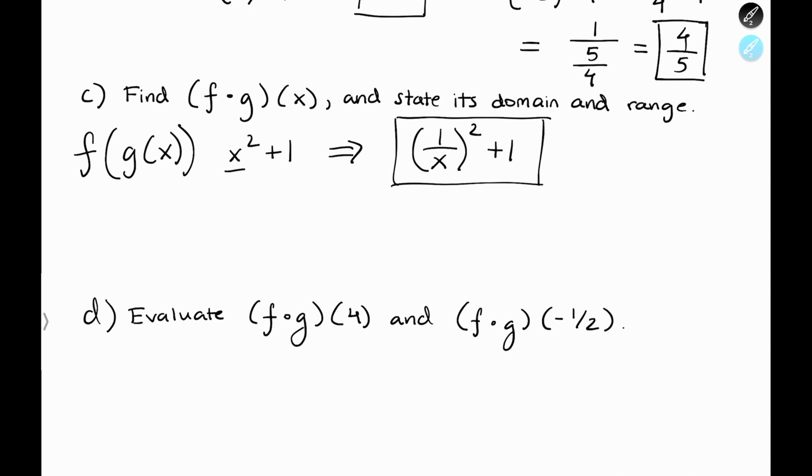And now let's solve for the domain and the range. So for the domain, we could see that it cannot be 0 because it would give us an undefined value, and all other numbers work, so it will go from negative infinity to 0, and from 0 to infinity.